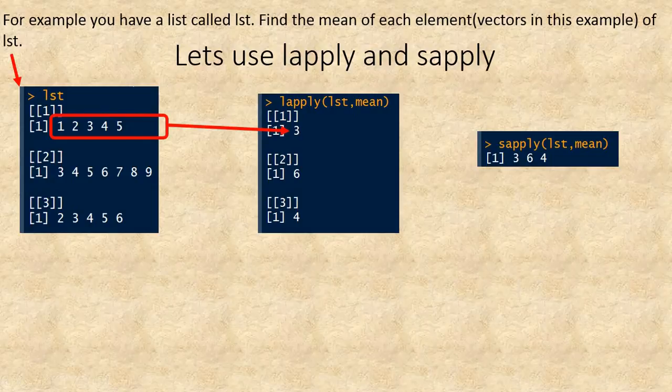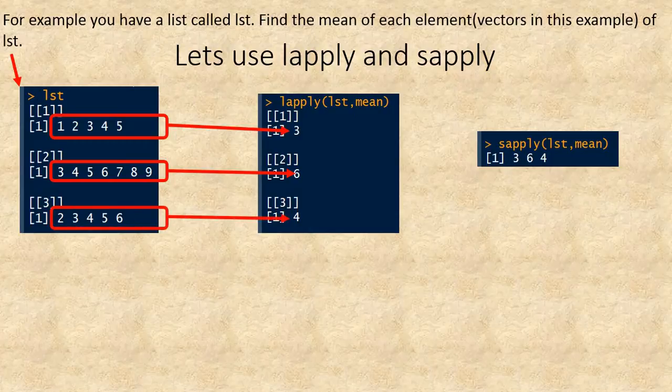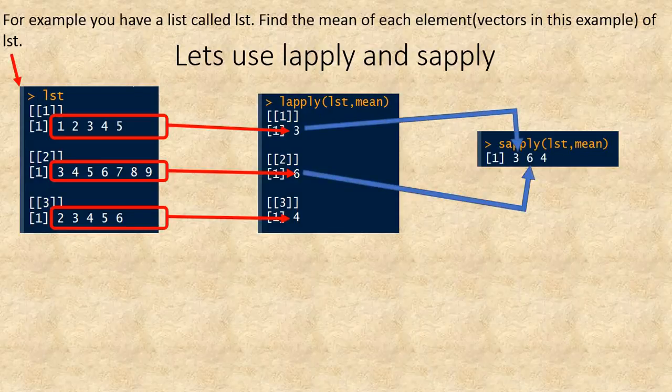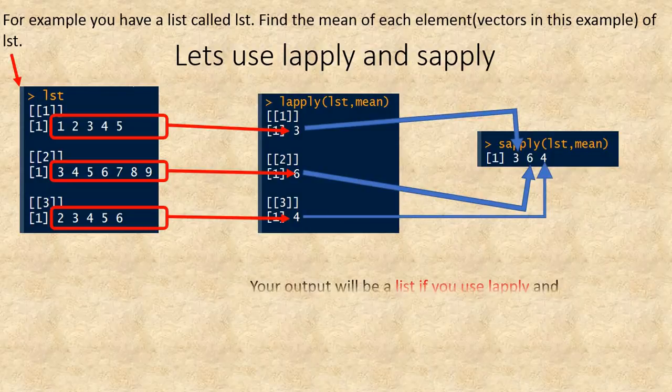This is the mean of the first element, that is 3. 6 is the mean of the second element, and 4 is the mean of the third element of the input list. However, the same result has been put in a vector format if you use the sapply function.